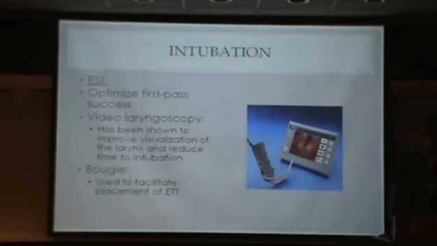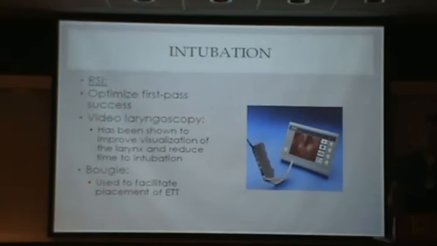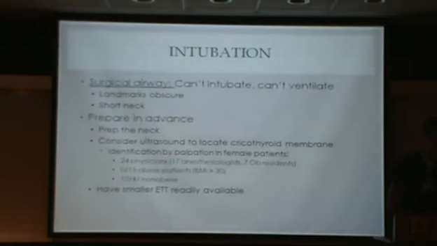RSI, as I mentioned, is kind of the mainstay for intubation, and this really optimizes our first pass success, paralyzing the patient, sedating the patient. We use the C-MAC downstairs, but there's a number of other video laryngoscopes that can help increase visualization of the larynx and decrease time to intubation, and I think even more so allow everyone else to watch and make sure the tube is not going into the esophagus. And then the bougie can help facilitate placement of the tube.